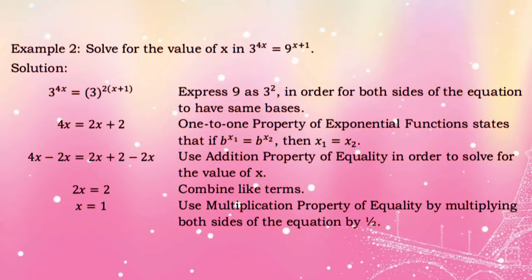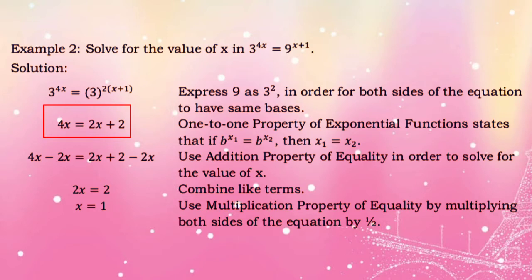Example number 2. Solve for the value of x in 3 raised to 4x is equal to 9 raised to x plus 1. Again, we are going to express 9 as 3 squared in order for both sides of the equation to have the same base. So you have 3 raised to 4x is equal to 3 raised to 2 multiplied by x plus 1. Again, the one-to-one property of exponential function states that if b raised to x sub 1 is equal to b raised to x sub 2, then x sub 1 is equal to x sub 2. With that given property, we are now going to bring down the exponent. You have 4x is equal to 2 times x is 2x and 2 times 1 is 2. So you have 4x is equal to 2x plus 2.